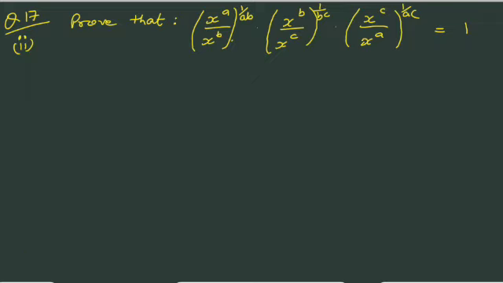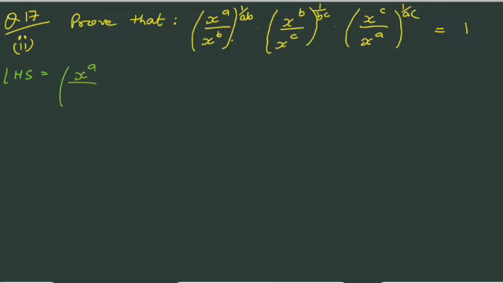Prove that x raised to a upon x raised to b whole raised to 1 upon ab into x raised to b upon x raised to c whole raised to 1 upon bc into x raised to c upon x raised to a whole raised to 1 upon ac equals to 1. For prove that type of sums, you start with one of the two sides of the given equation. So start with left hand side, which is more complicated compared to right hand side.